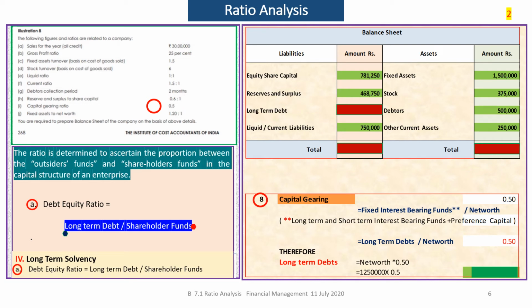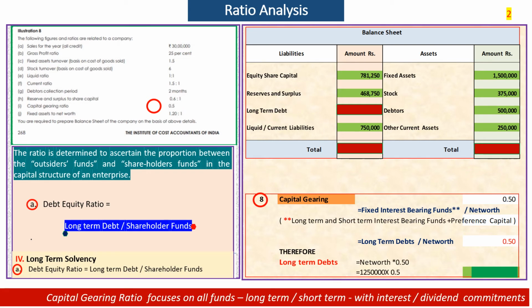What is capital gearing? Capital gearing ratio focuses on all funds, long-term, short-term, with interest or dividend. What are long-term, short-term funds? They may be long-term loans, they may be bank loans which carry interest, they may be preference capital which carries dividend. All these indicate outgoes, therefore they come under fixed interest bearing funds, and that will be divided by net worth. Capital gearing ratio.